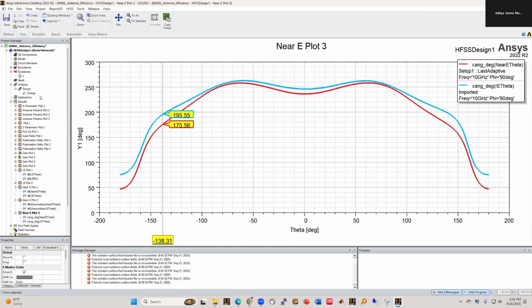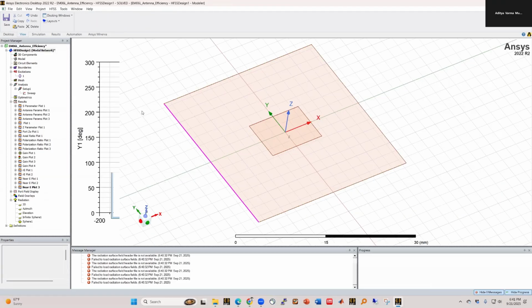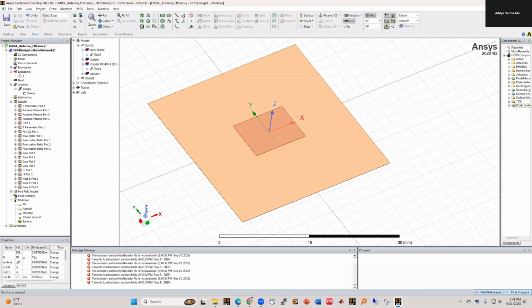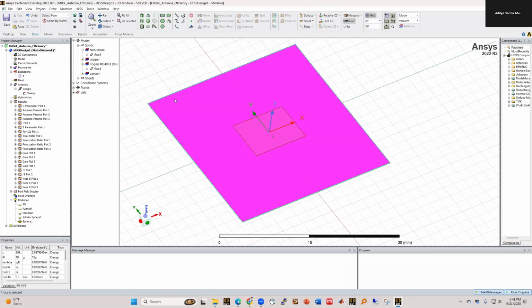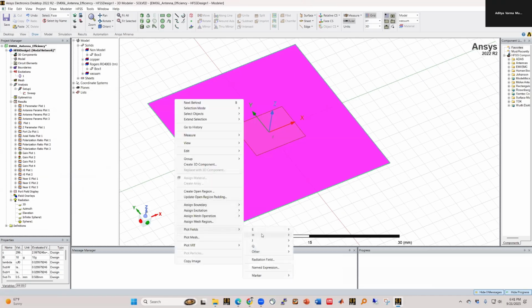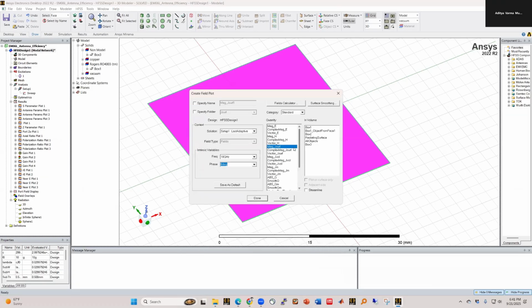Anyways, what I've shown you here essentially is that the far field distance of the patch is determined by the ground plane of the patch, and not by the size of the patch. And that nicely brings us to the next thing that we want to look at. I hit F to select faces, which is the current. So I can plot field, plot J, magnitude of the surface current. You can plot that.